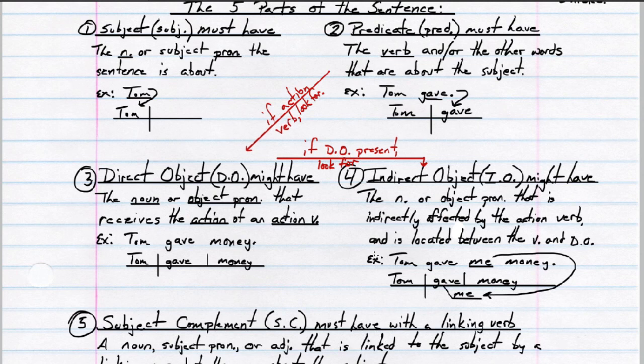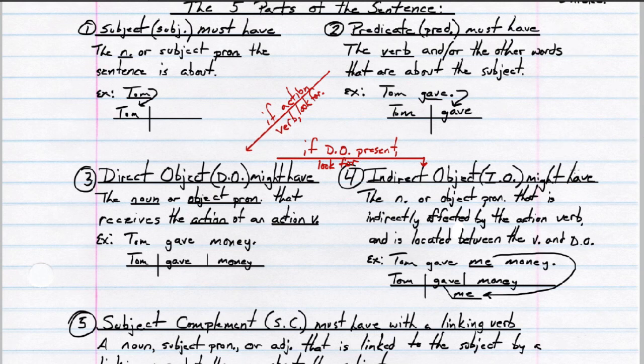So Tom gave. Gave what? Gave money. Then I would ask the question, to whom or for whom? Tom gave money to whom or for whom? Me. The answer to that question is my indirect object. Again, I don't have to have one.